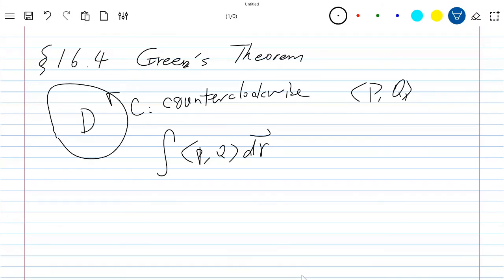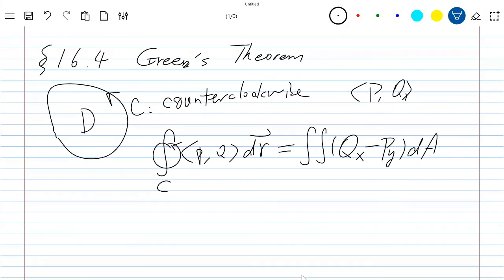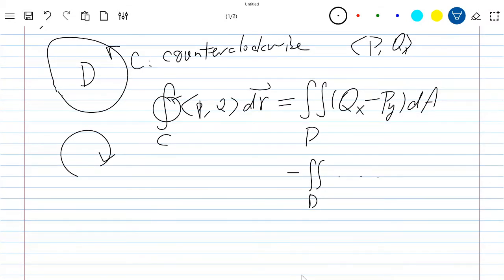then if you integrate this field along the closed curve, let me put an arrow here to represent it's counterclockwise. Then this must be the same as the 2D integral of Qx minus Py over this domain enclosed by this C. And you can see if the C is the other way around, then the left-hand side would be the negative of the right-hand side. So let's stick to the counterclockwise direction. And let's prove it.